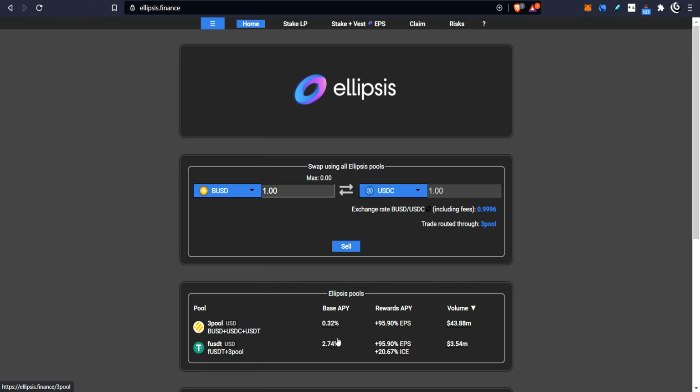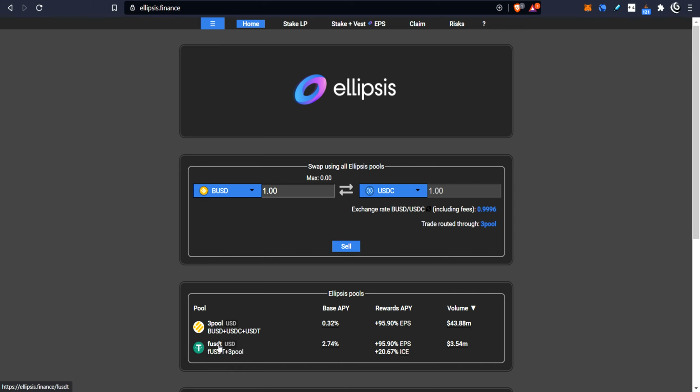So we have the base APY. These are basically the trading fee APY: if you put tokens in here, how much trading fees are you going to get from them? And then here are some rewards that they're giving to you, the rewards in EPS tokens. Now EPS token is the token of this protocol. Just like Curve has CRV tokens, Ellipsis has EPS tokens.